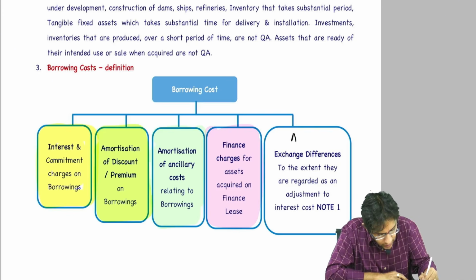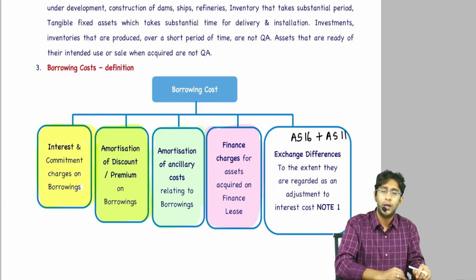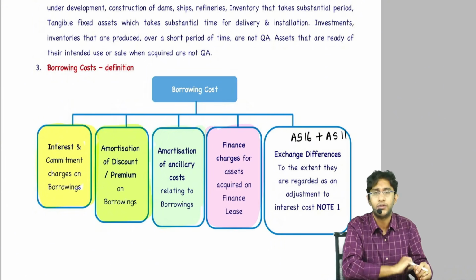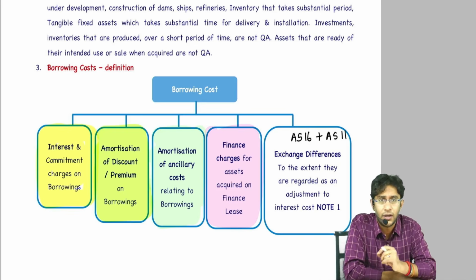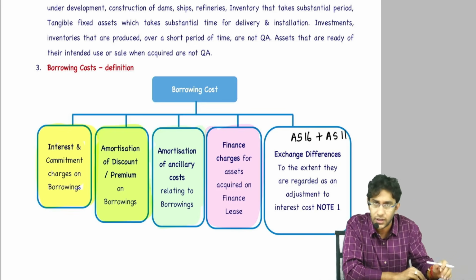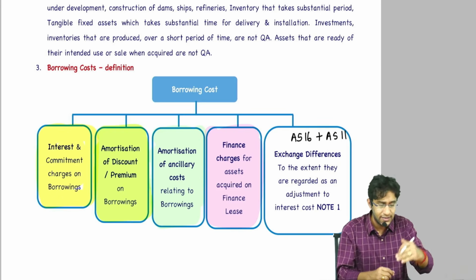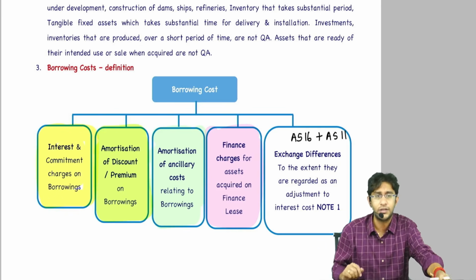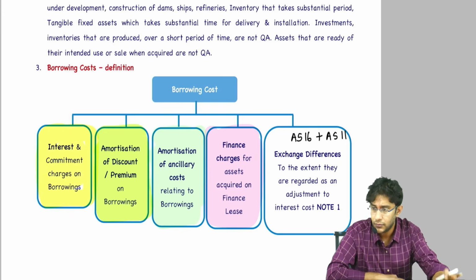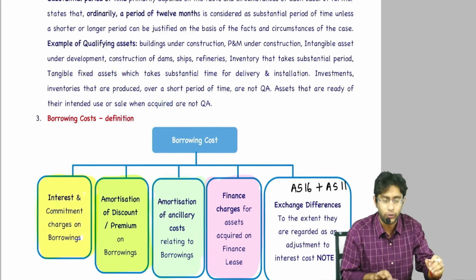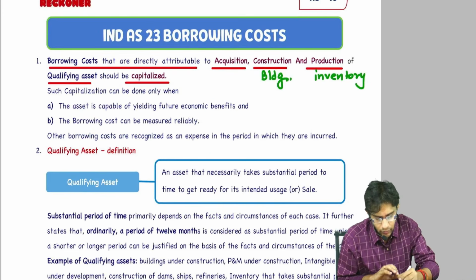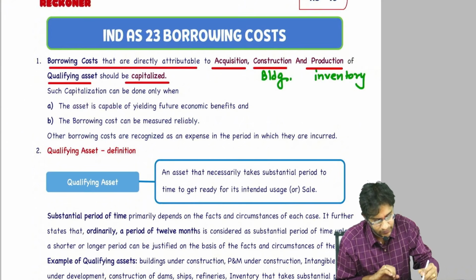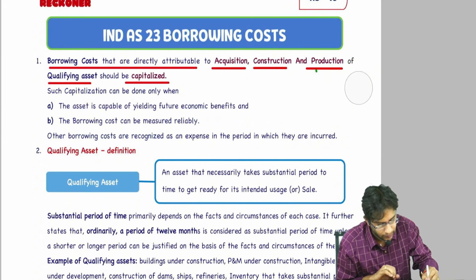So this one is a case of AS16 clubbed with AS11. AS11 is another standard which is on the effects of changes in foreign exchange rates. That's a separate standard, so this and that standard is a mixed point. But I'm not going to wait till AS11. We will finish this off right now itself. Before we go into that, let me give you small examples for this.